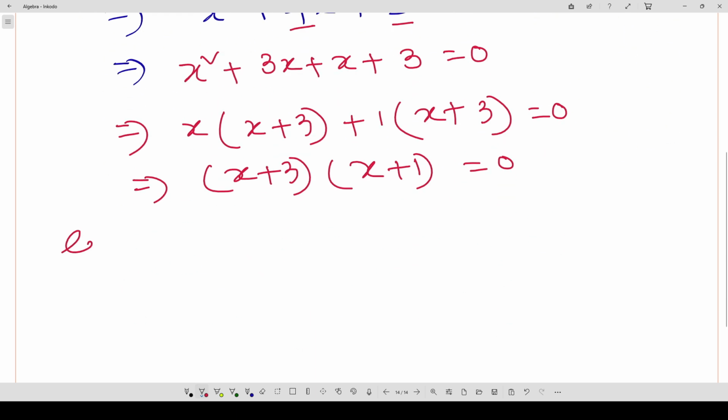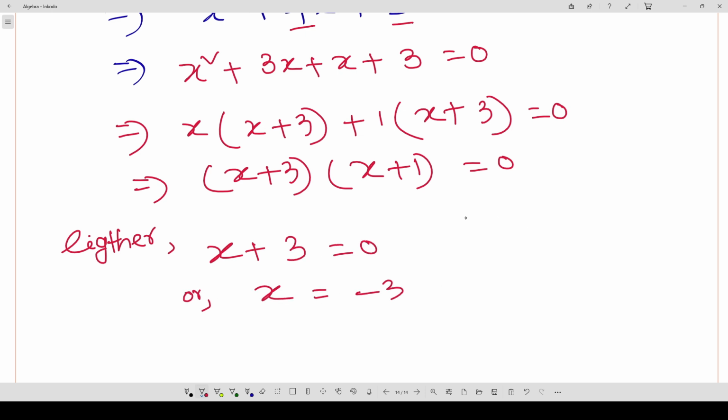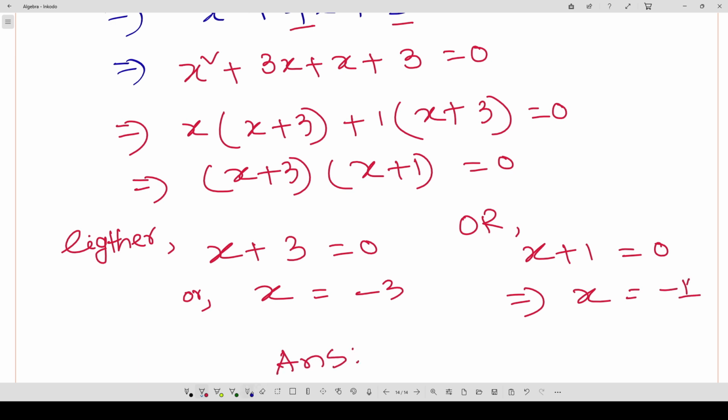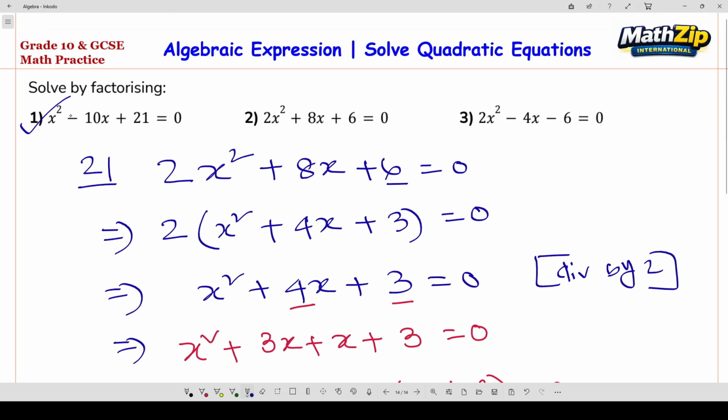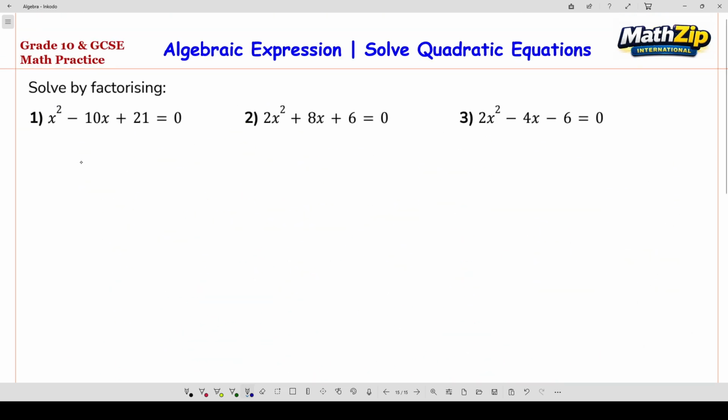Now either x plus 3 equals 0, then x equals minus 3, or x plus 1 equals 0, or x equals minus 1. So our answer is x equals either minus 1 or minus 3, right? So second question done. 1 and 2 done.